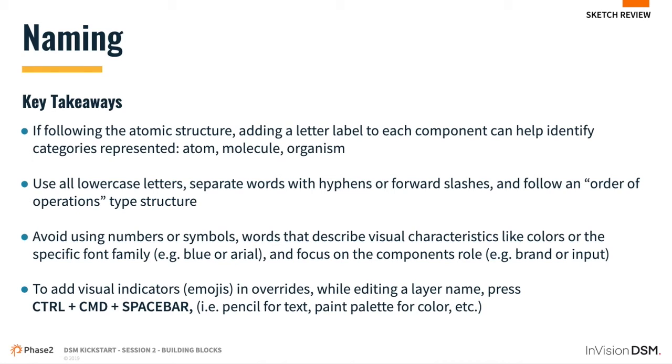Avoid using numbers or symbols, and words that describe visual characteristics like colors, and focus on the component's role. And lastly, add visual indicators, such as little emojis in the overrides, for example. When editing a layer name, you want to press Control, Command, and Spacebar in order to get your little emoji window to pop up to add things like a pencil for text or a paint palette for color.